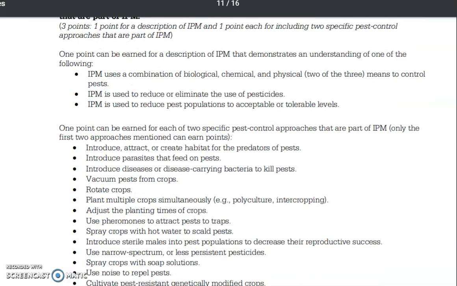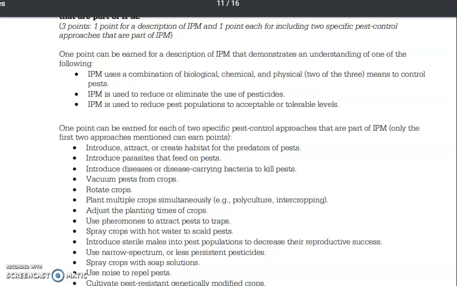Then, let's take a look at this. These are things that you can do that are pest control approaches that are part of IPM. Introduce, attract, or create habitats for predators of pests. Introduce parasites that feed on the pests. Introduce diseases or disease-carrying bacteria to kill pests. Vacuum pests from crops. Rotate crops. Plant multiple crops simultaneously, such as intercropping or polyculture. Adjust the planting time of crops.